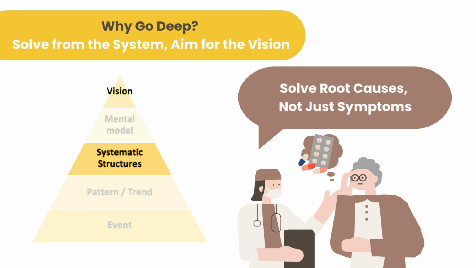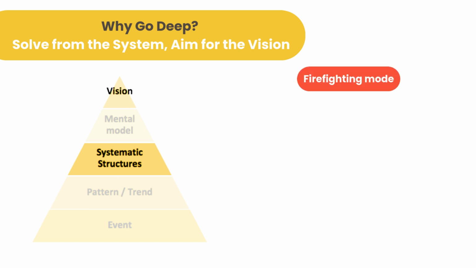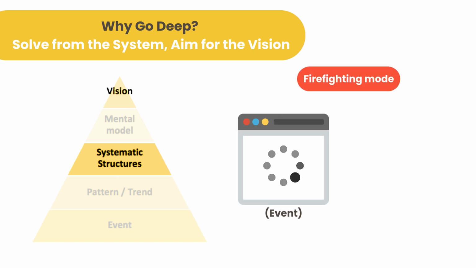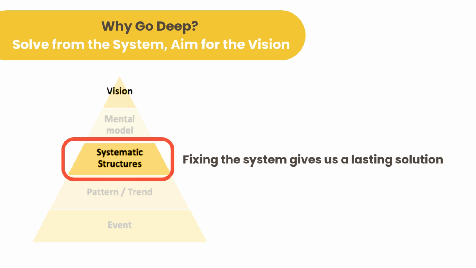Exactly. If we only react to events, we're stuck in firefighting mode. For example, if our website keeps slowing down, event, and we just keep restarting the server, reaction, the slowness will keep coming back. We're not solving the real problem. To truly solve it, we need to look at the system. What part of our website infrastructure is causing the slowness? Maybe it's old servers, inefficient code, or too much traffic. Fixing the system gives us a lasting solution.